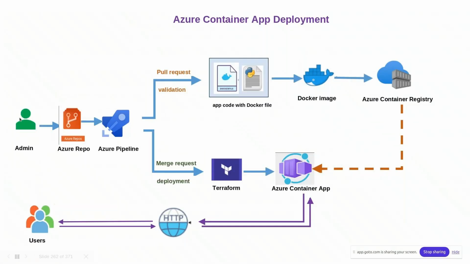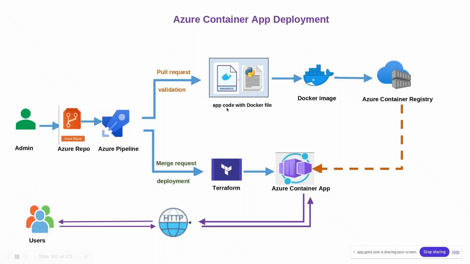So there will be one admin person, an operations person, who is having code in the Azure repository. The Azure repository is holding application code as well as the infrastructure code. As soon as the pull request or merge request happens in the repository, the pipeline will get triggered. For the pull request, the pipeline will build the Docker image and push it to the container registry, Azure Container Registry.